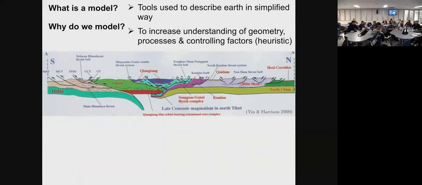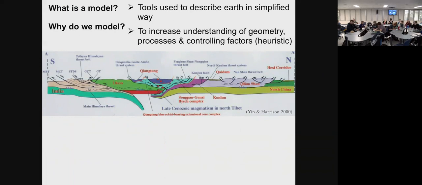Another way of defining what models are is they're essentially tools to try to describe a complex system in a simple way. So I'm a simple person. I don't like complicated answers. I truly believe in Occam's razor, right? Simplicity. Try to explain as many elements as possible with the fewest parameters. That is probably what constitutes a very strong model.